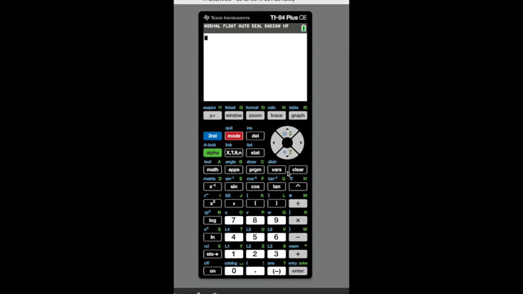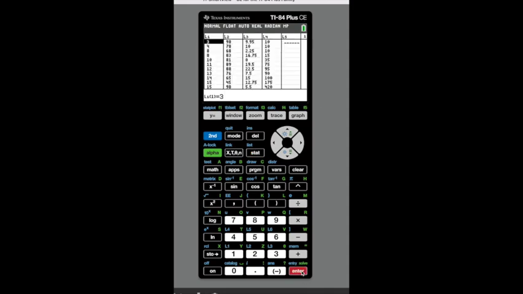So you want to first hit the Stat button and go to your Edit option so you can edit your data list. Choose a list. It doesn't matter which one. Pick one and enter your data values. Just make sure you pay attention to which list you're putting the data values in so you can tell the calculator the correct list later. So go ahead and pause the video, put your values in, and then unpause.